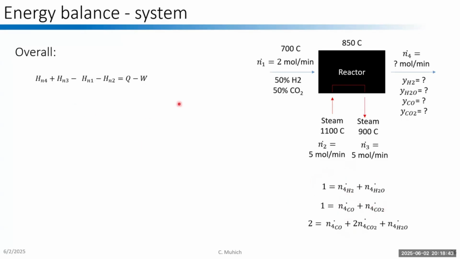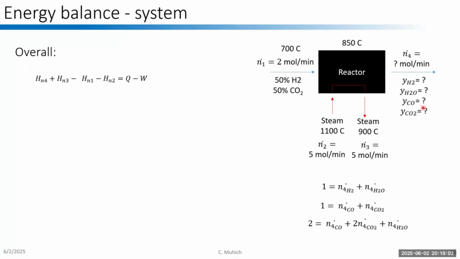All right, so let's do an overall system energy balance. So overall, we have energy that's coming in minus energy that's going out. Energy that's going out minus energy coming in, right? So final minus initial.